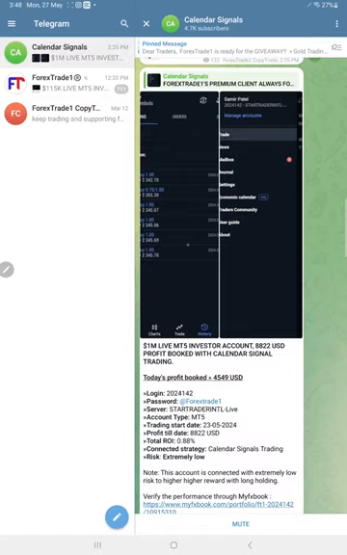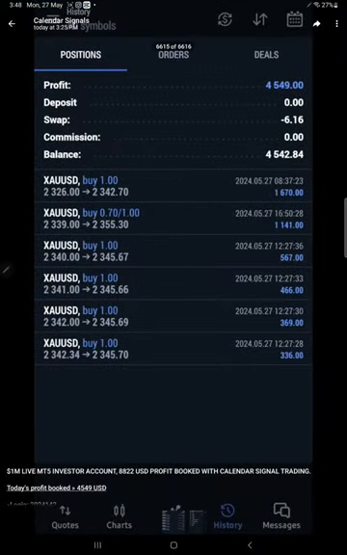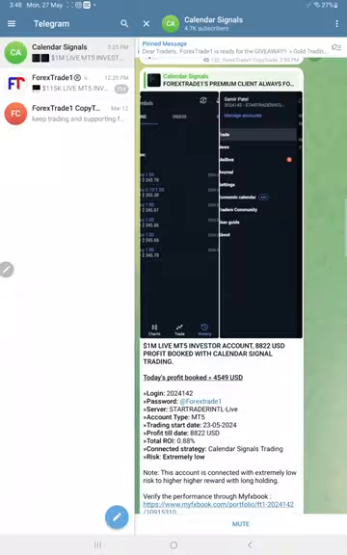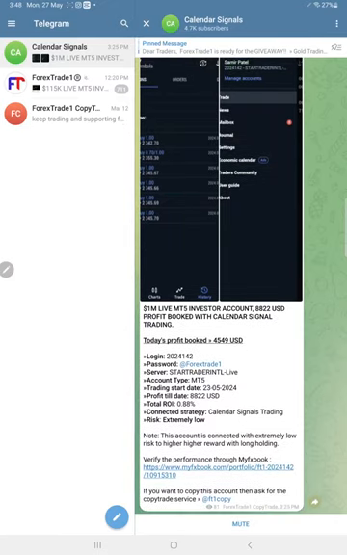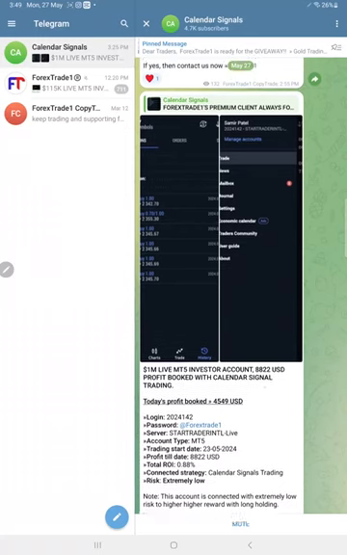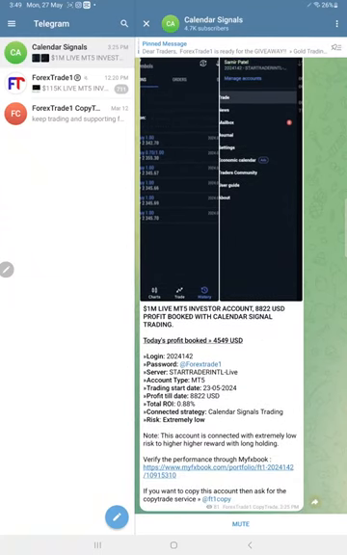And here is the screenshot from the terminal where we trade, and today we have already made $4,549 profit trading our calendar signals levels. And here is the investor ID and password, also given here. If anyone is willing to check our trades, they can log in and check the trades.